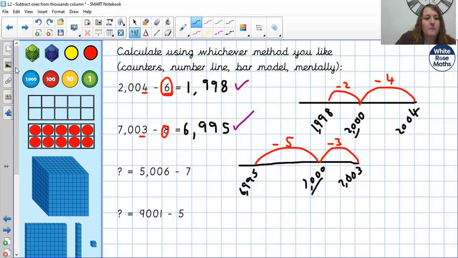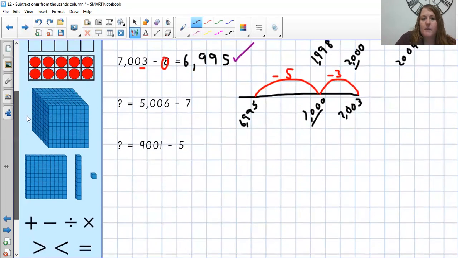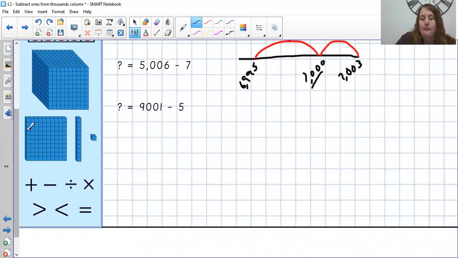Okay, just going to move down slightly because I need a little bit more space for my other number lines. So next question over here, I'm going to draw it over here, and I have something is equal to 5,006 take away 7. Again, don't let the order confuse you.